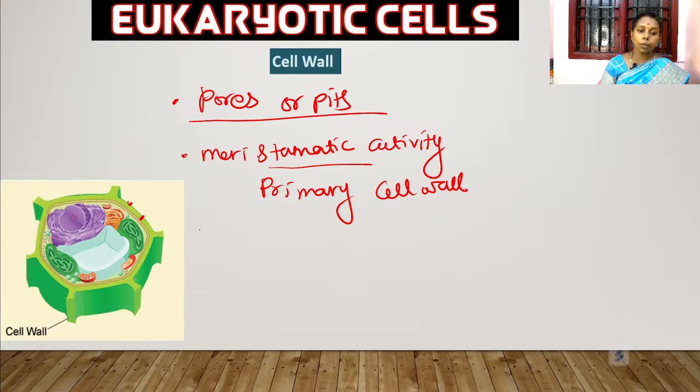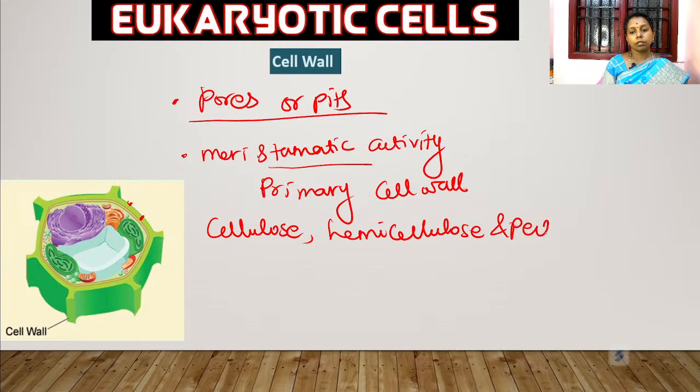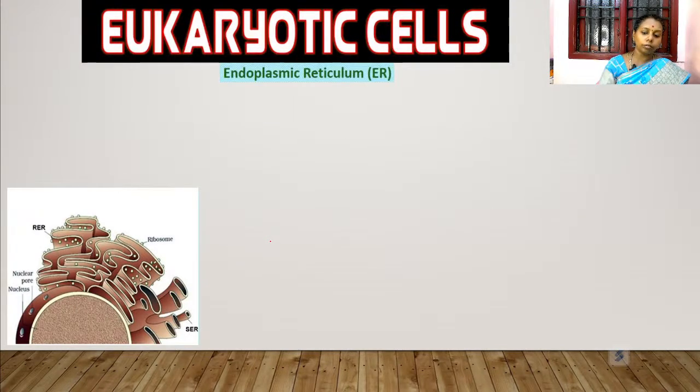The cell wall composition is cellulose in case of plants. Cellulose, hemicellulose and pectin. Of course, in case of fungi, it is chitin. In case of protista, it may be a siliceous cell wall. They are having cellulose in case of dinoflagellates. So it varies. Fine. What are the functions of cell wall?